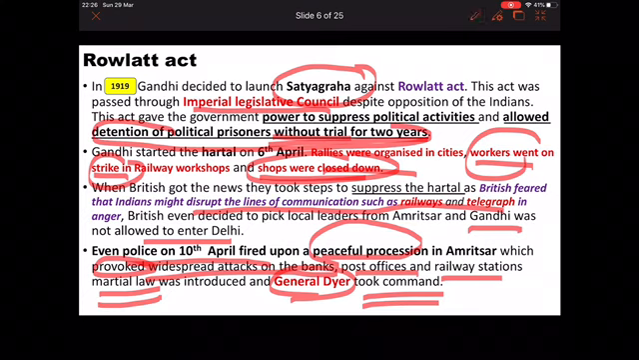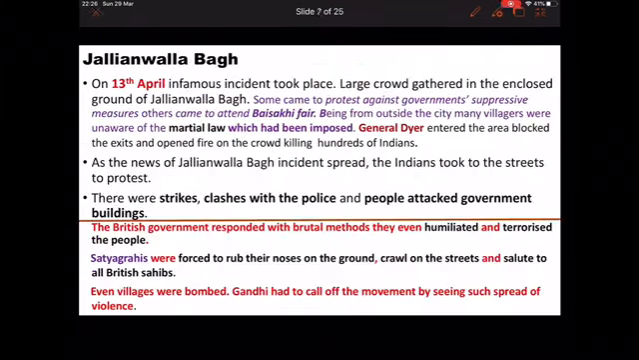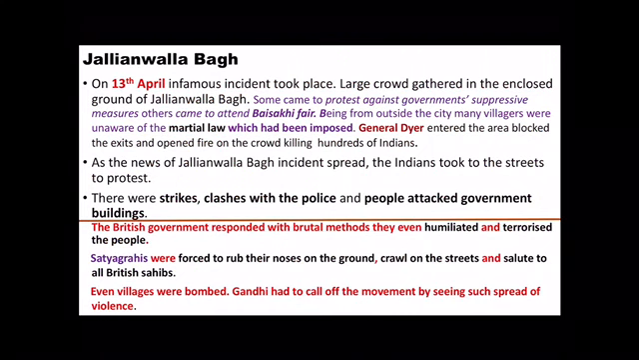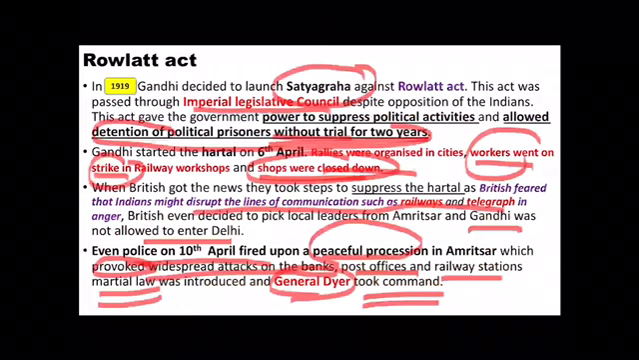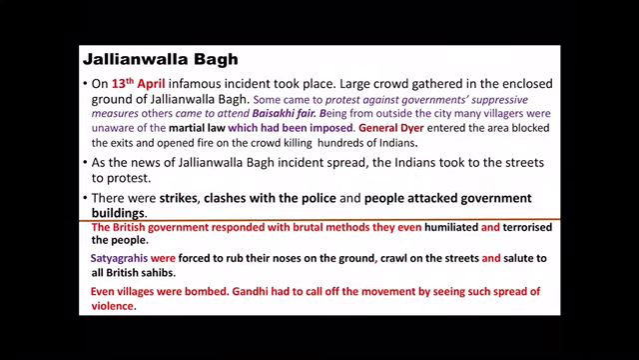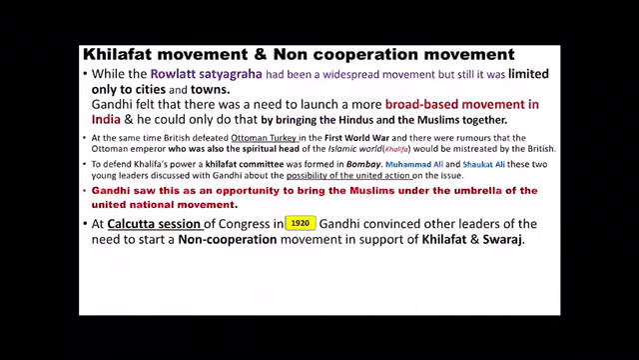In 1919, not just the Rowlatt Act happened. Another infamous incident happened, which was Jallianwala Bagh. On 13th April, actually, you need to understand, if I go back to the previous slide, it was on 10th April that police fired on a peaceful procession in Amritsar, martial law was introduced and General Dyer took command. So after 3 days, on 13th April, another infamous incident happened.